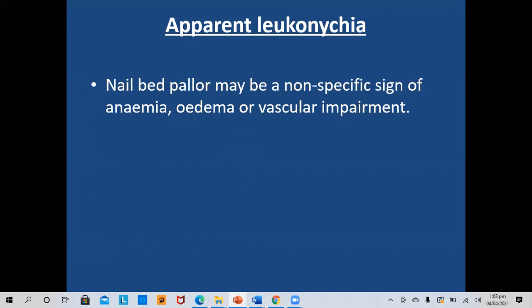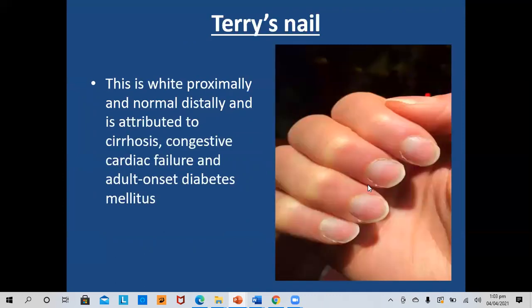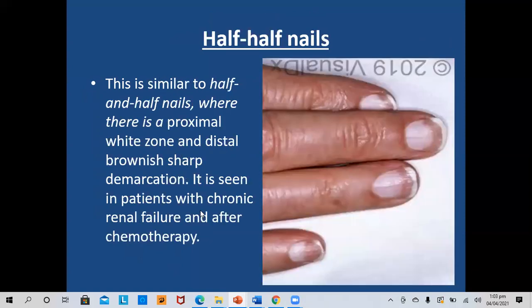Apparent leukonychia. Nail bed pallor may be a non-specific sign of anemia, of edema, and of vascular impairment. Terry nail. In Terry nail, there is white proximally and normal distally. You can see the proximal white and distal pink area. This is attributed to cirrhosis, congestive cardiac failure, and adult onset diabetes mellitus. So such a sign is an indication that the patient should be investigated.